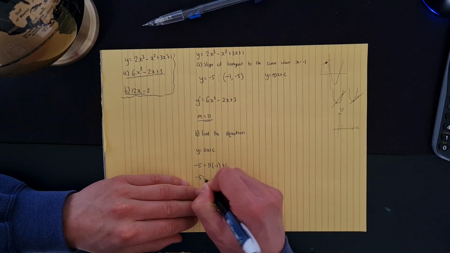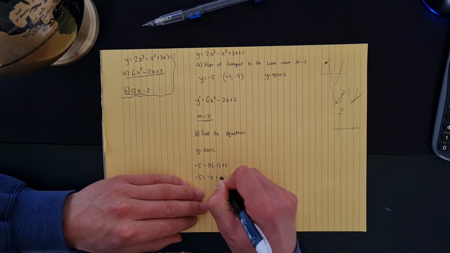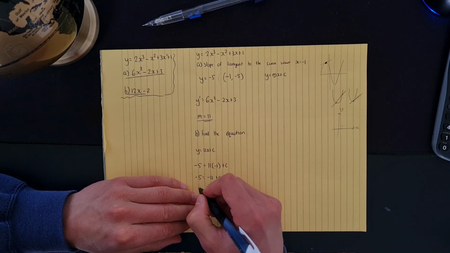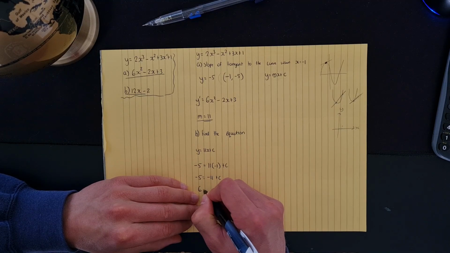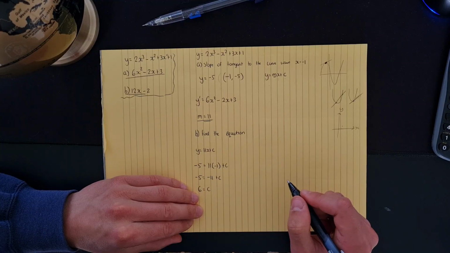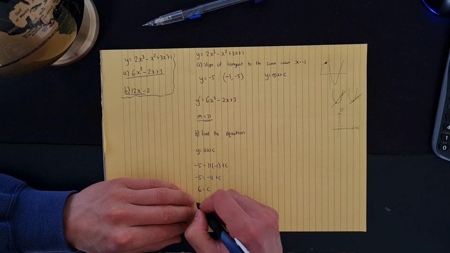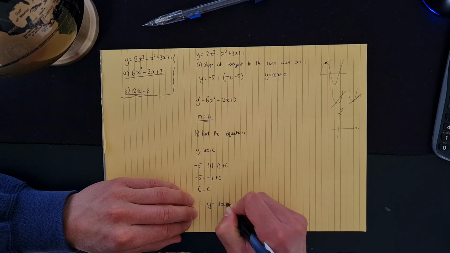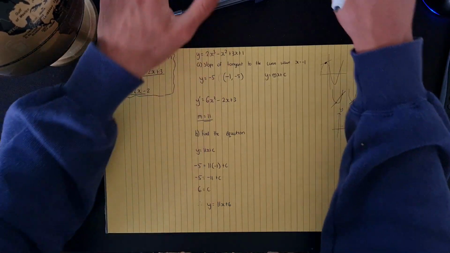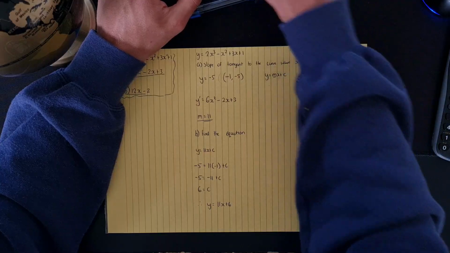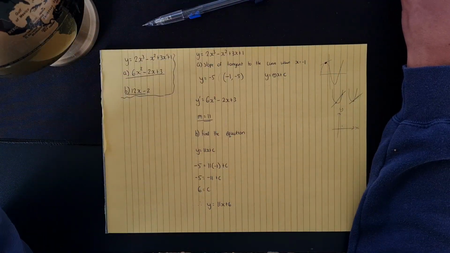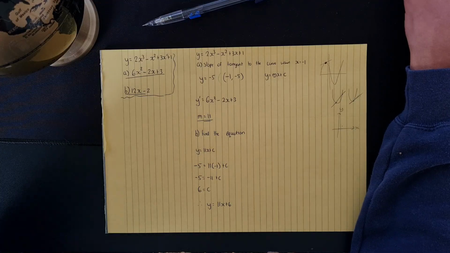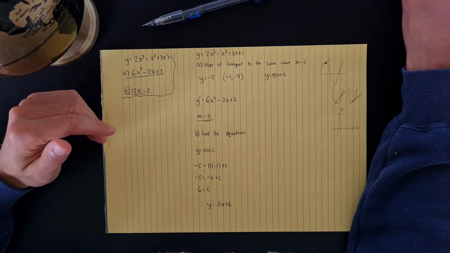So -5 is equal to -11 plus c. Add 11 to both sides, and we get 6. C is equal to 6. Okay, and so therefore, y is equal to 11x plus 6. So 11x plus 6. Let's go ahead and see if that's actually correct. Awesome, and that's correct.